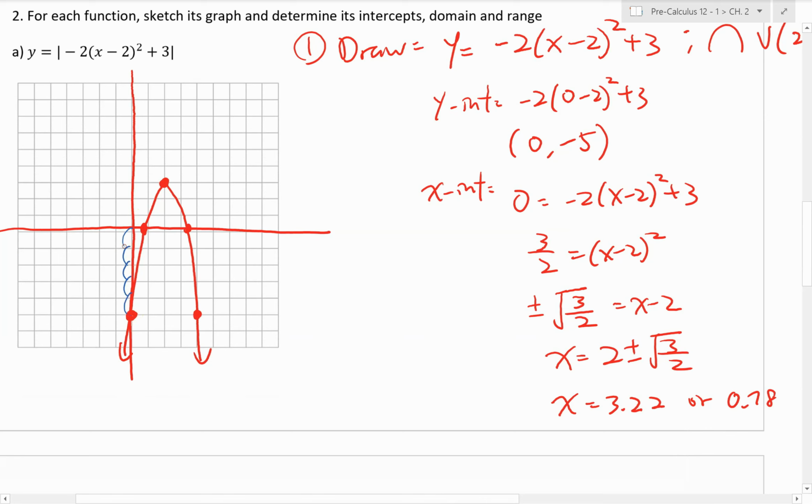1, 2, 3, 4, 5. Therefore, 1, 2, 3, 4, 5. So here is my new y-intercept. Again, same thing here. This distance is 5. That means from the 0 to the positive side, this is also 5. So the graph will then look like this.